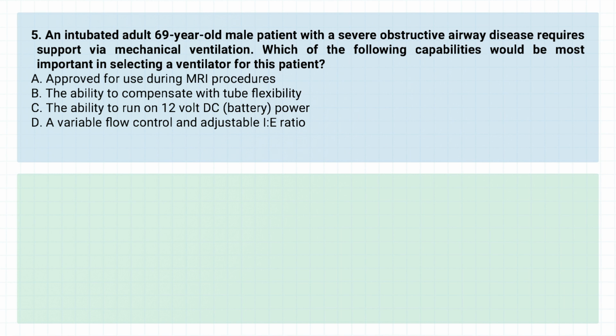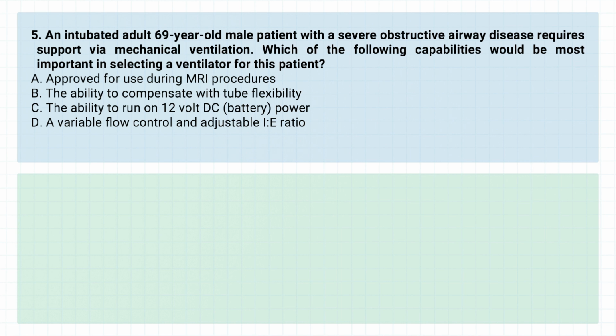Number 5. An intubated adult 69-year-old male patient with a severe obstructive airway disease requires support via mechanical ventilation. Which of the following capabilities would be most important in selecting a ventilator for this patient? A. Approved for the use during MRI procedures.